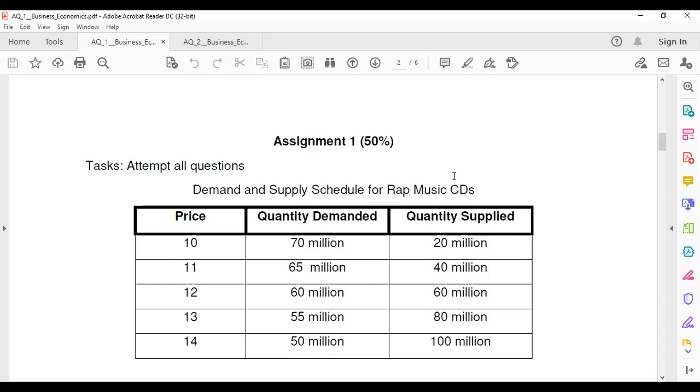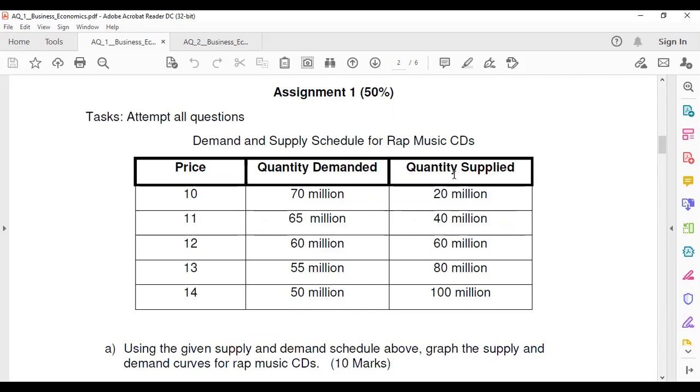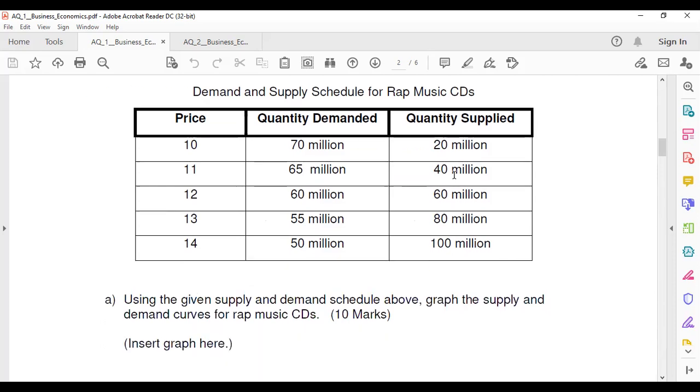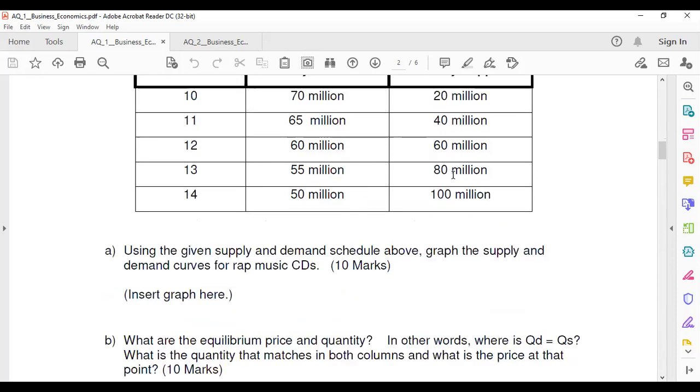So there is a chart in the first attempt, all the questions. There is no option for you guys. You need to answer all the questions. For number 1, A is using this demand and supply schedule above. You need to put a graph and briefly explain about the demand and supply curve. Is it going down or going up? Is it increasing or decreasing, and why?